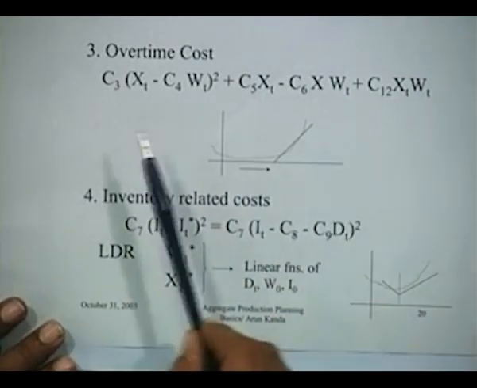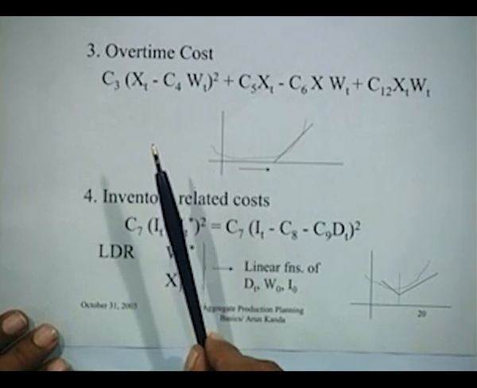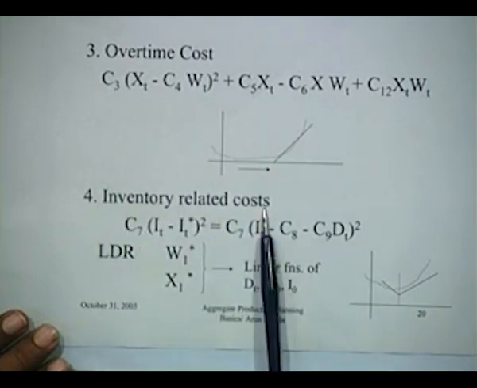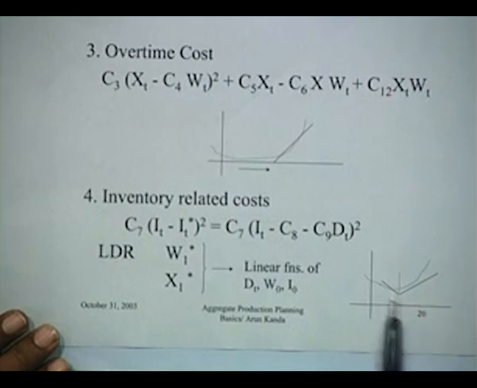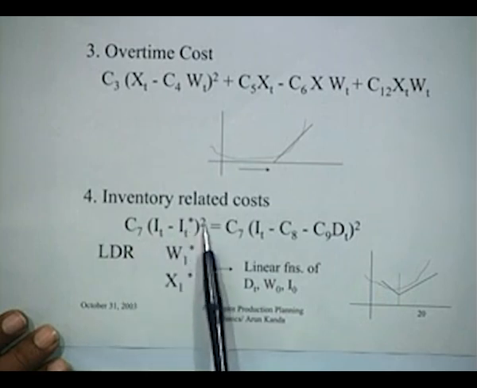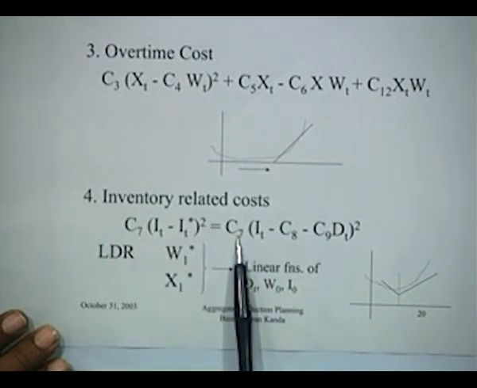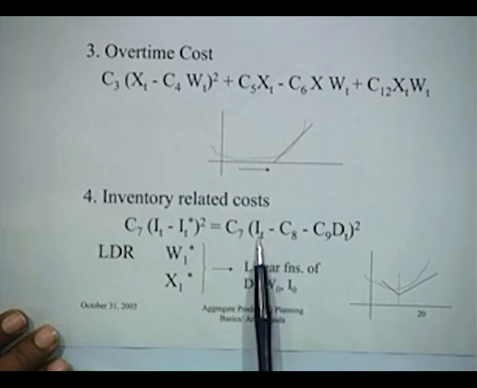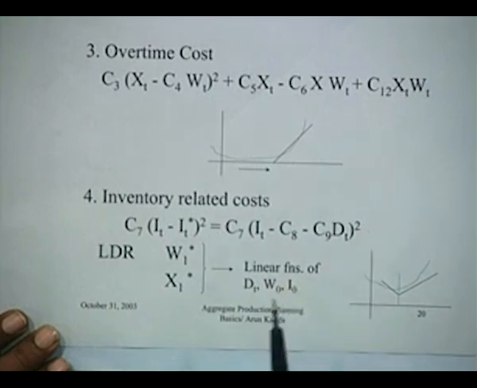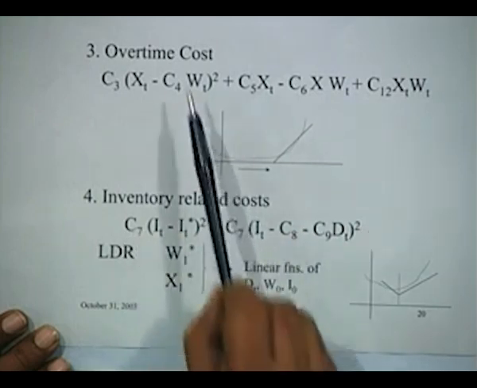Now these parameters will have to be determined from the actual costs of the company. Similarly, inventory related costs, which are of this nature, are approximated by a function which is quadratic of this type, C1 (It minus It star) whole square, which is equal to C7 into (It minus C8 minus C9 into dt) whole square, where dt is the demand for the tth period. And these are all the costs.